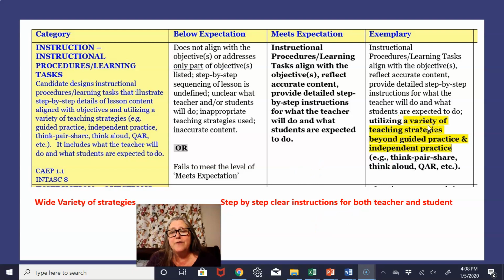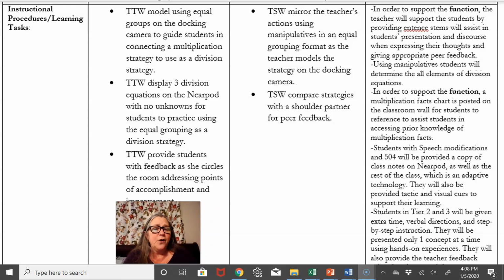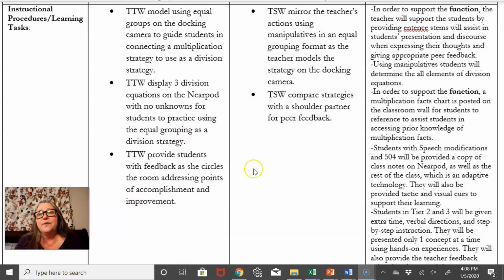You want to make sure that you have a variety of teaching strategies, not just guided practice and independent practice over and over again. So here's some examples of some students' work, which is good. And in this one, the student has got things fairly lined up. It's not real clear when the student's going to mirror the teacher's actions.